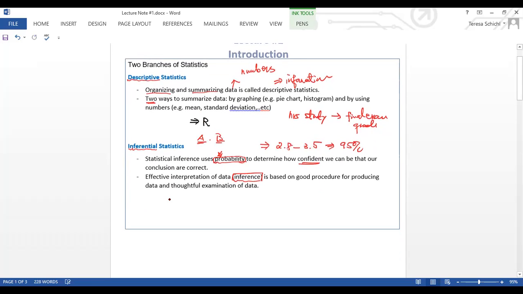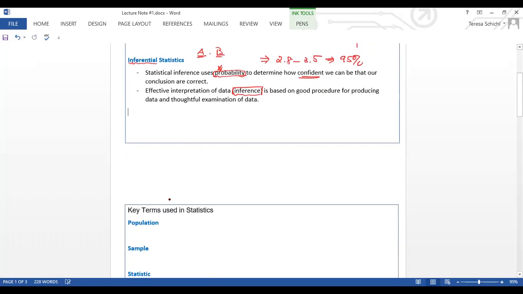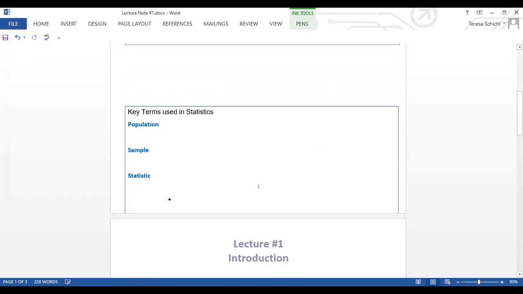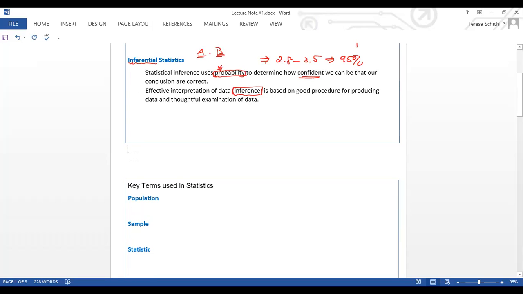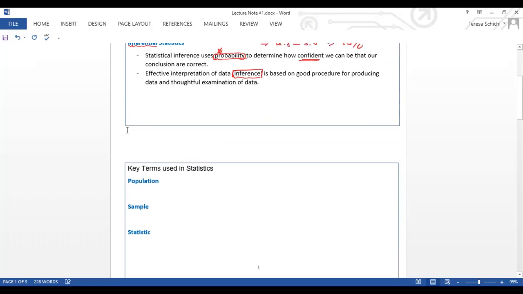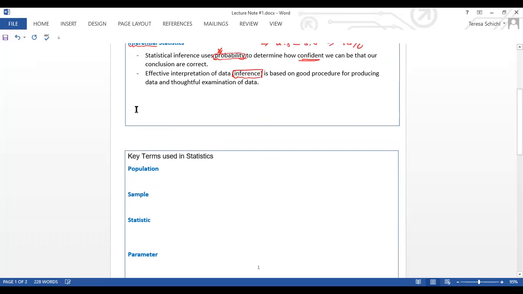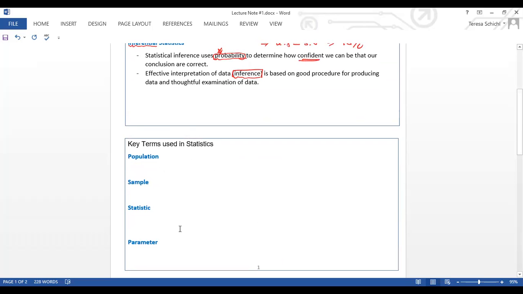Okay, so before we even start, the next thing here is I want to introduce some basic terminologies, the ones we always use in statistics. So later, in all the other lectures, you will hear me say population, statistic, parameter. What that means here, okay?